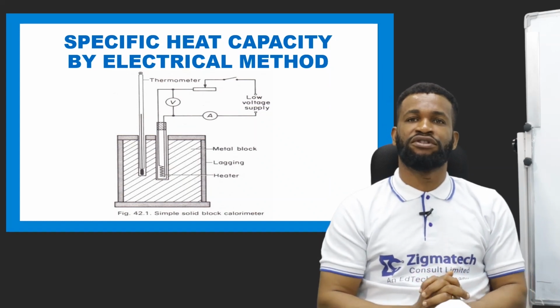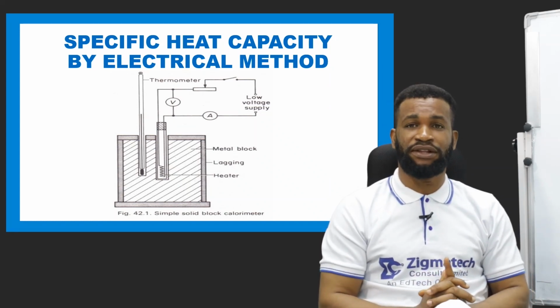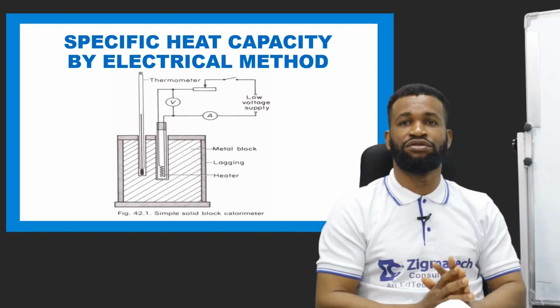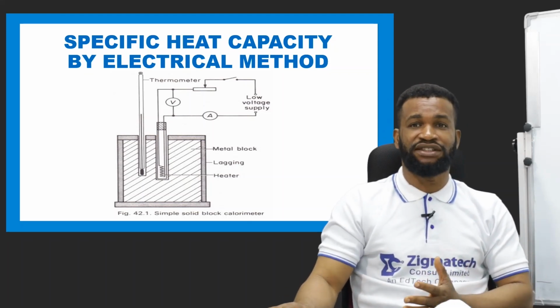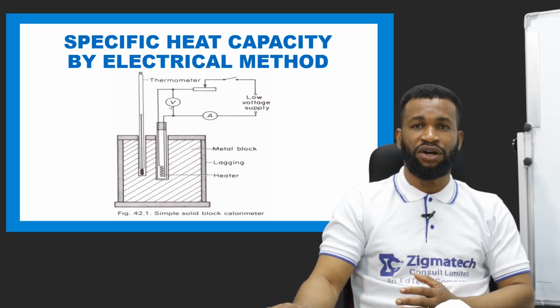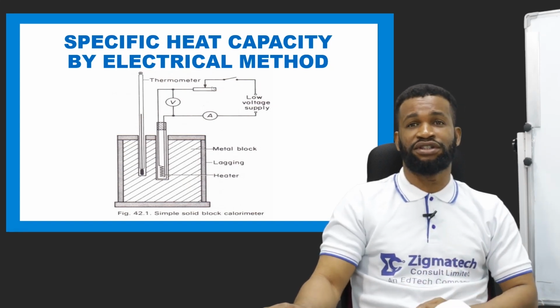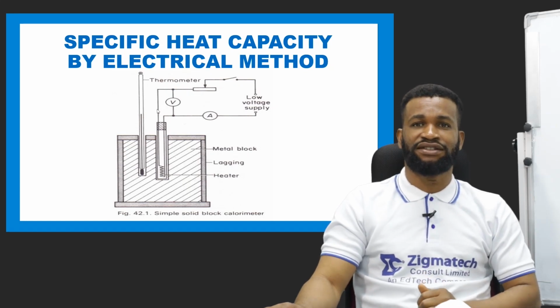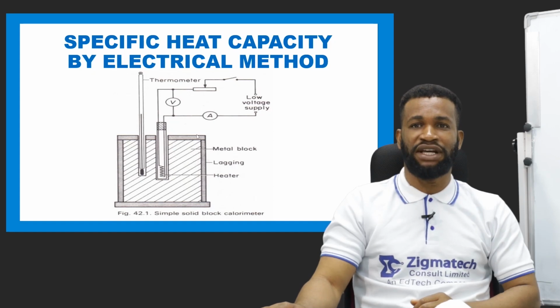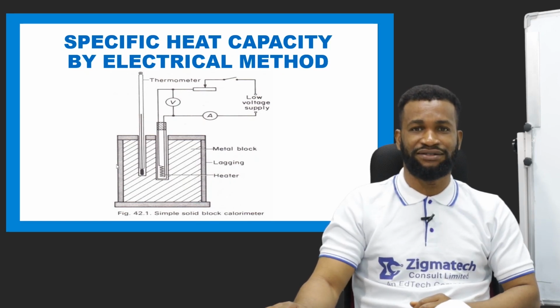When we talk about specific heat capacity by electrical method, we are just trying to let you know that from this experiment, or from this drawing, we can have a circuit such that in this solid block, look at this one, this is a metal block, and this is lagging. What do we mean by this lagging? Look at this line. This line all represent lagging.